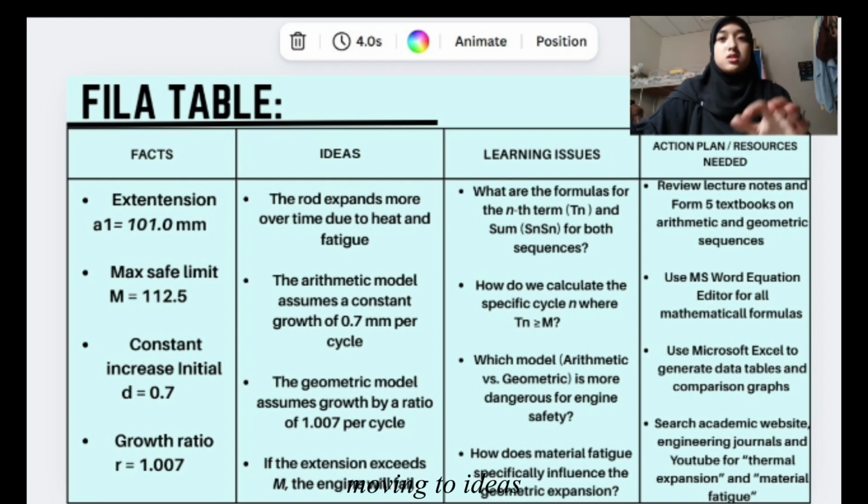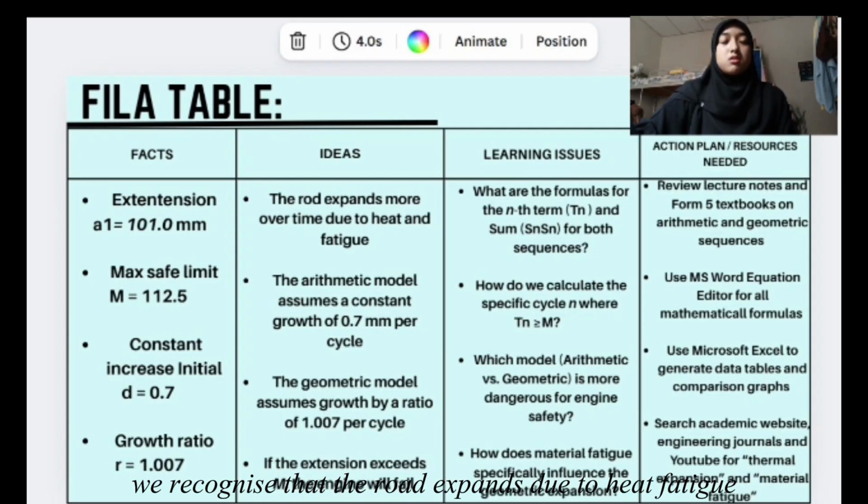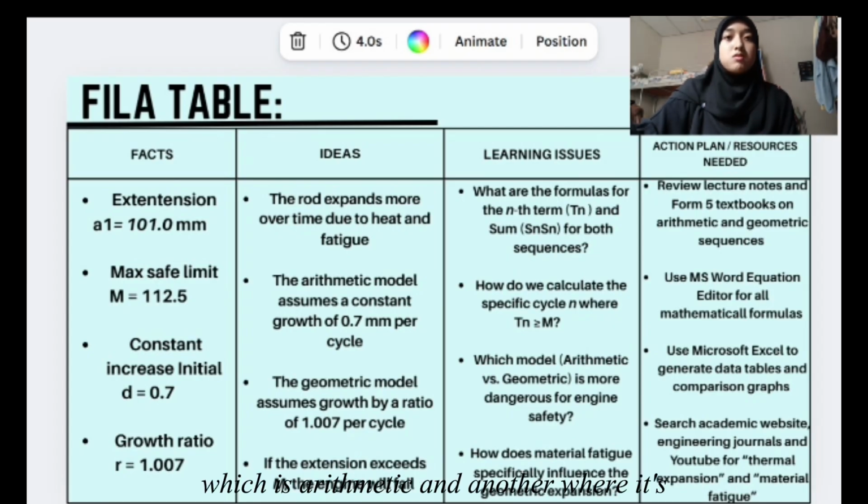Moving to ideas, we recognize that the rod expands due to heat fatigue over time. We are testing two theories, one where growth is linear, which is arithmetic, and another where it compounds by ratio, which is geometric. We know that if the rod exceeds M, the engine will fail.